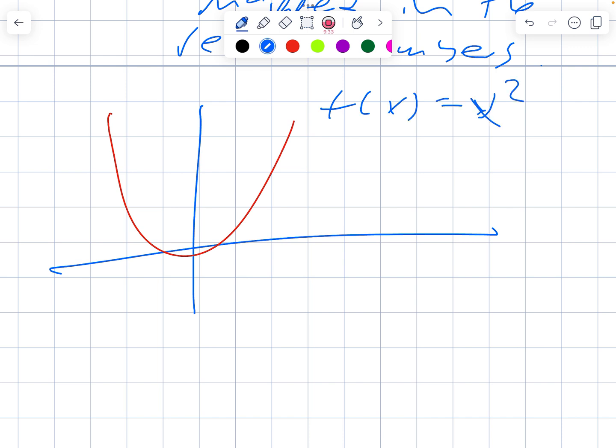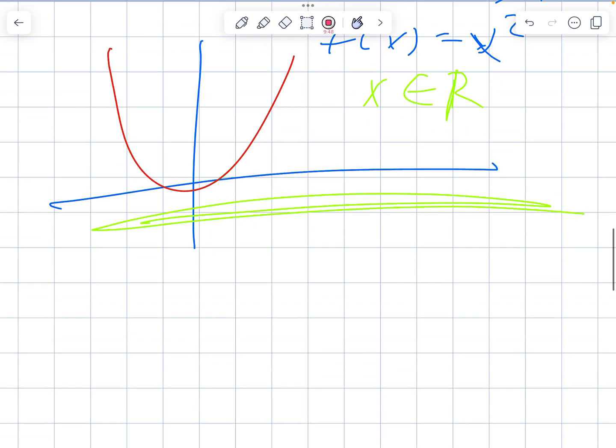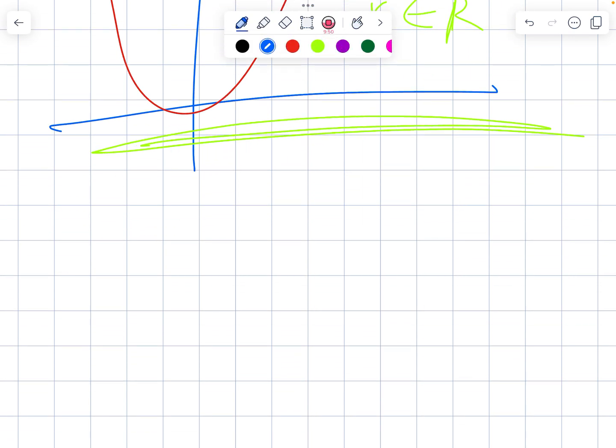What's our domain of f? Well, our domain of f is actually the real numbers. We can put any number into our f of x function, and we get an output. And now you're probably thinking, hey, John, isn't every function's domain the real numbers?